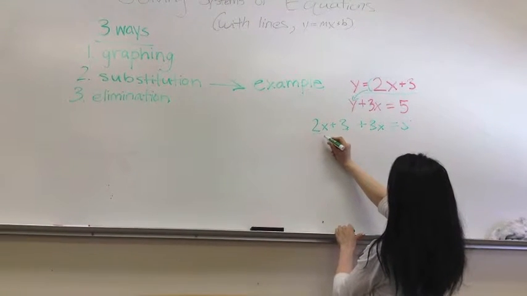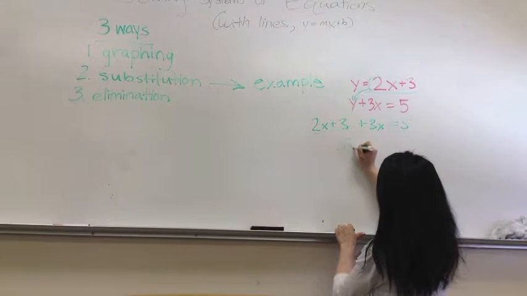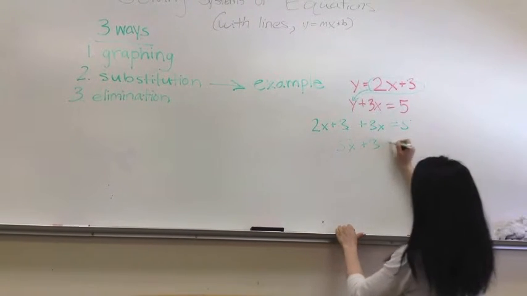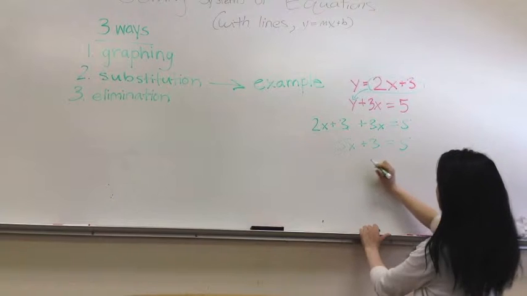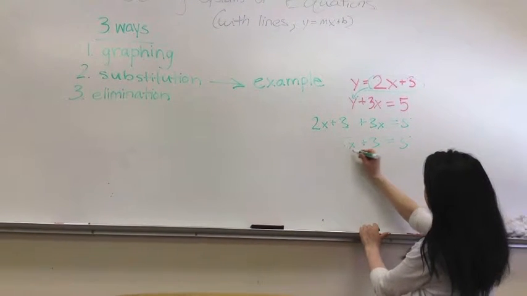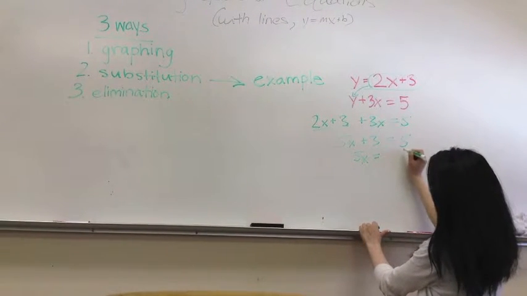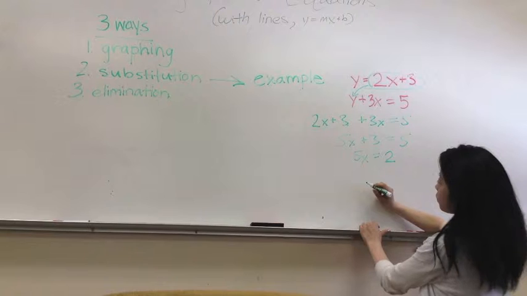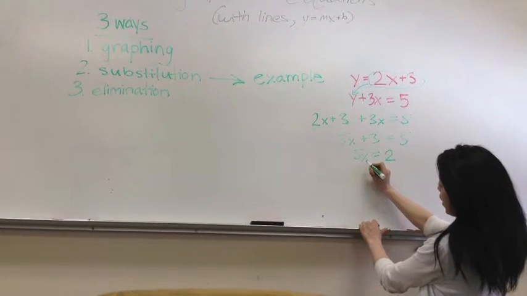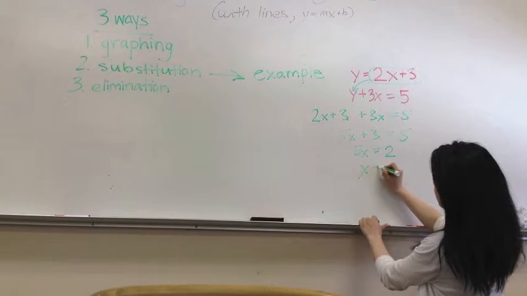So we have 2x, and then we have a 3x here. So we can add this up to be 5x plus 3 equals 5. Now, if we're trying to find x, then we can isolate it. So it'd be 5x equals 5 minus 3, which is 2. And then now to isolate the x, we can just divide both sides by 5. So we'll have x equals 2/5.